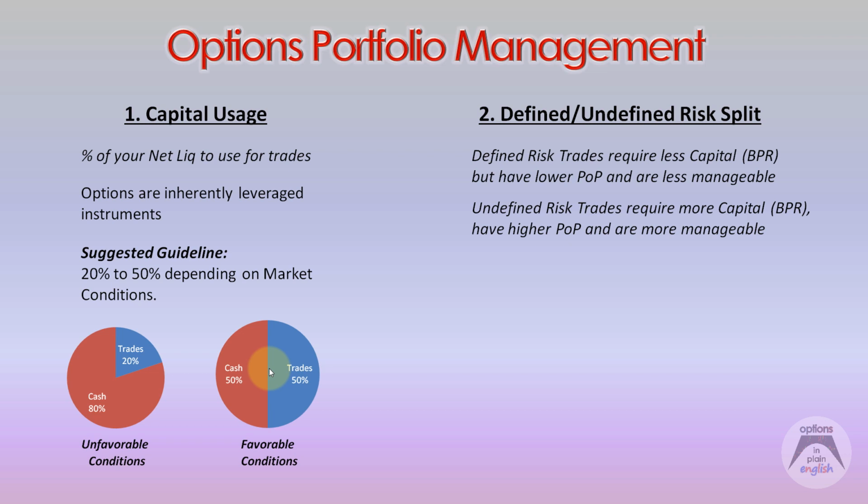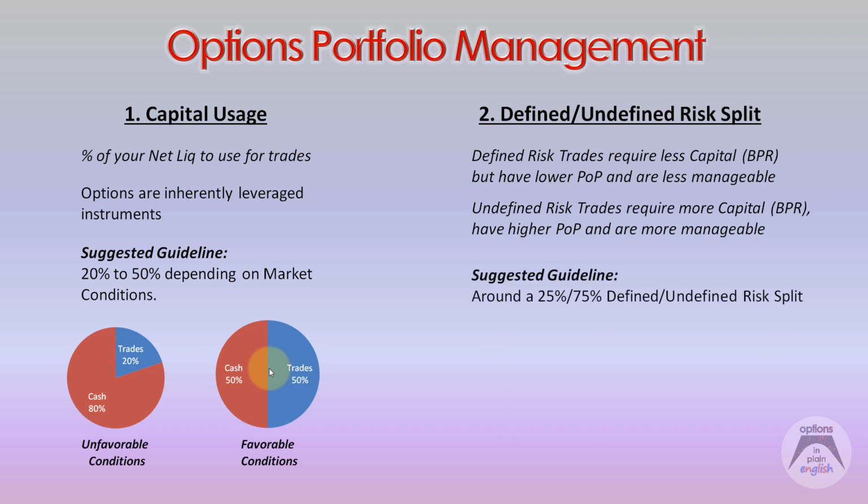Undefined risk trades require more capital, so a higher BPR, have higher probability of profit because you don't have the long leg taking some credit from your position, and are more manageable because of the same thing we were mentioning. It's easier to move 1 leg as opposed to 2, or 2 as opposed to 4 if we're talking about a strangle compared to an iron condor, for example.